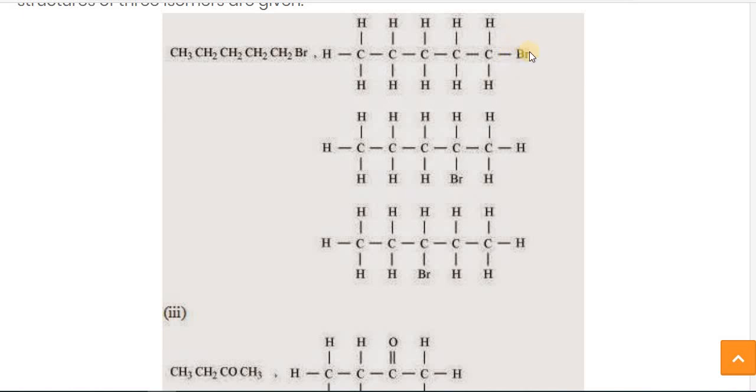In the first case, you can see it is attached at the last carbon, and in the second case, you can see it is attached to the second-last carbon, and in the third case it is attached to the third carbon. So we can say that bromopentene possesses isomers. In isomers, the structural formula is different, but the chemical formula is the same. Here you can see the number of carbon atoms, hydrogen atoms and the bromine group is the same, but the structure is different.